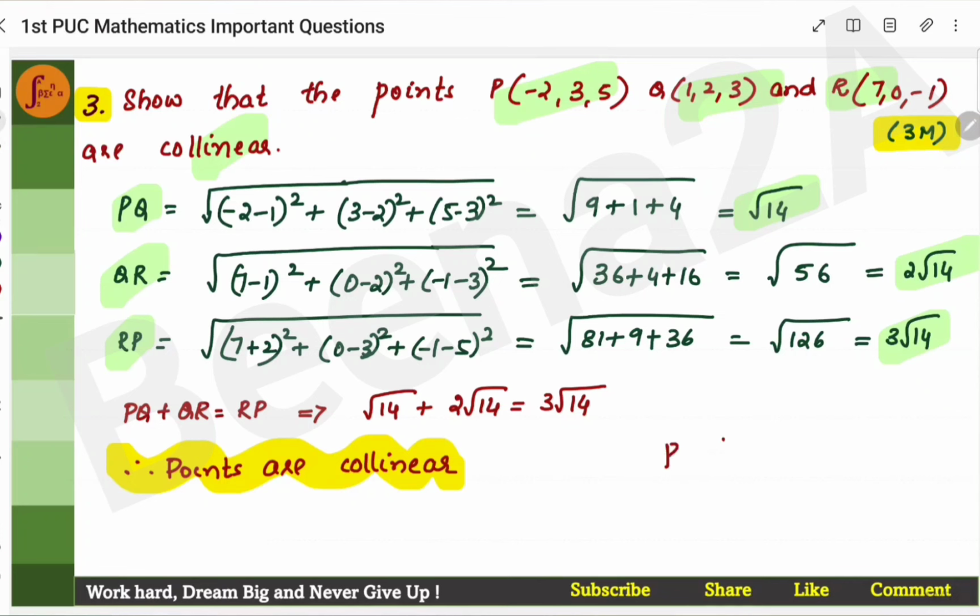So basically, for P, Q, R, you will find the distance of PQ, you will find the distance of QR, and when you add these, you will get the distance of PR. So this will indicate that these 3 points are in the same line, collinear.